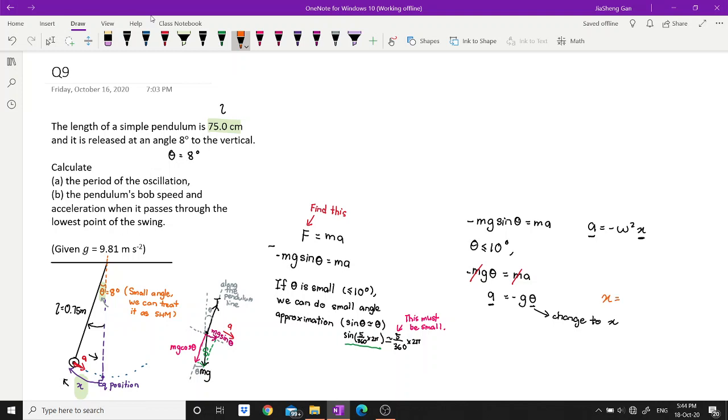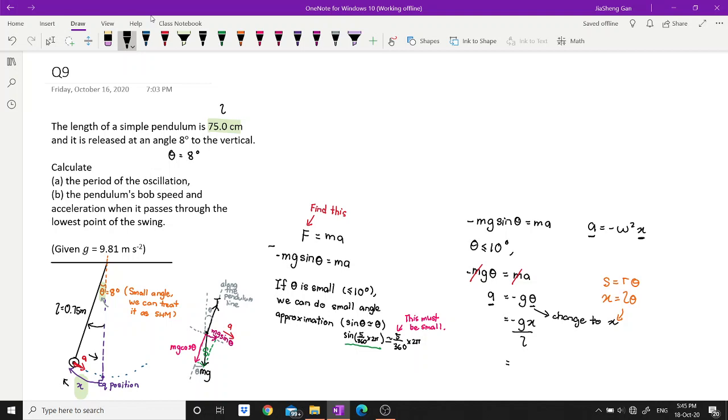X equals L theta. It comes from your R equals S theta, S equals R theta. In this case, X is equal to L theta. If you bring this in, what will come out will be negative g theta, which will be X over L.